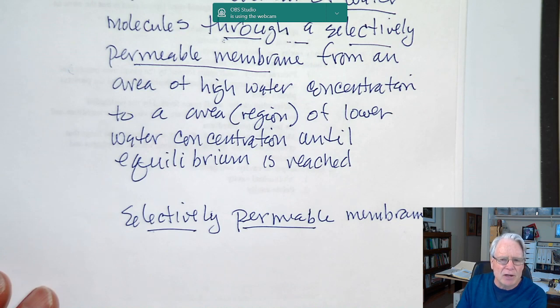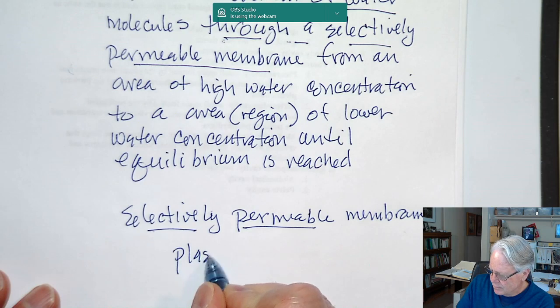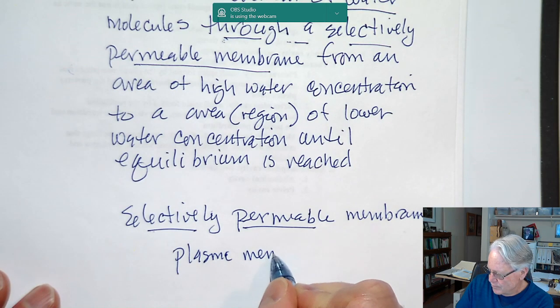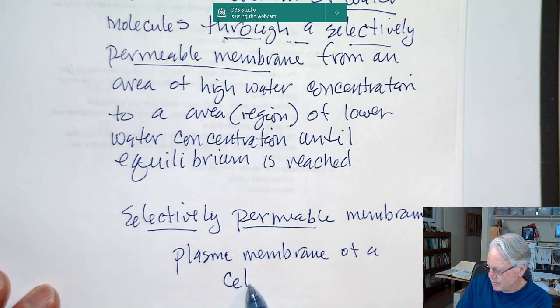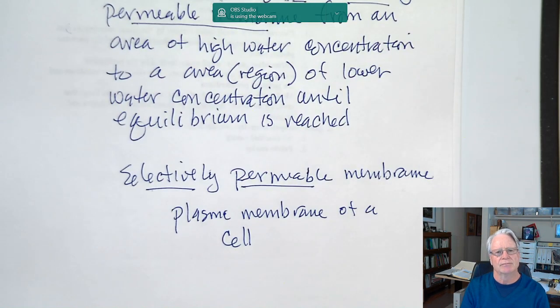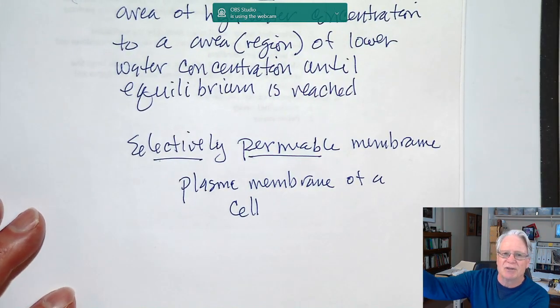In our class, in biology, what we're talking about when we talk about a selectively permeable membrane is the cell membrane, the plasma membrane of a cell. That is selectively permeable. It is a membrane through which some things can pass through and other things cannot. Okay, so selectively permeable.